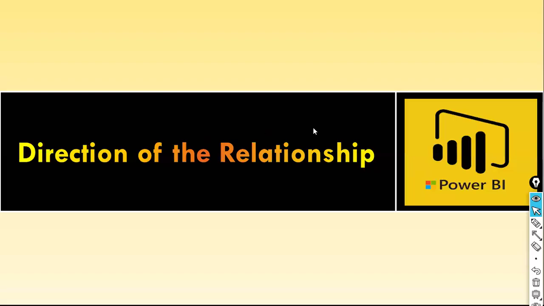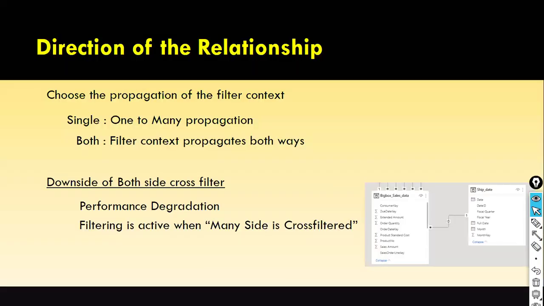Next one is the direction of the relation. This is also very specific to Power BI Desktop. So we have seen unidirection and bidirection, right? Single. So you have the single.